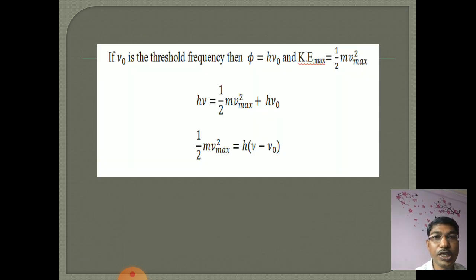If nu 0 is the threshold frequency for a particular metal, then phi is equal to h nu 0, at which the kinetic energy is 0. Applying this, h nu is equal to half m v square plus h nu 0. Therefore kinetic energy is equal to h times (nu minus nu 0). From this equation we find that if the incident frequency of light is less than the threshold frequency, no photoelectric effect occurs. Thank you very much.